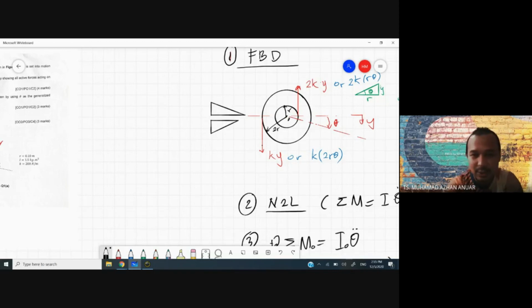Okay. So, spring tu akan intention. So, apa yang dia buat, dia akan memanjang dengan y. So, kat sini panjang dia adalah 2r. So, this is the angle theta. Okay. So, kalau kita cari y, dulu saya dah cerita banyak kali dah. This y is equal to 2r theta.